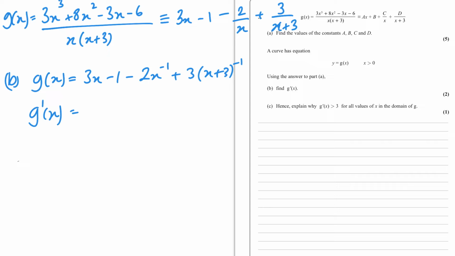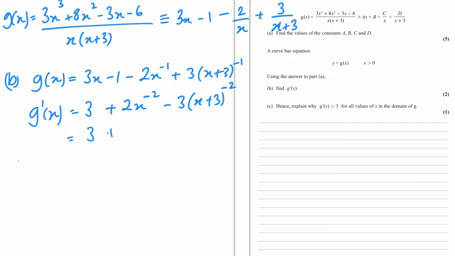Now let's differentiate. 3x will differentiate to 3, minus 1 will disappear. Minus 2x to the minus 1, so multiply by the power, becomes plus 2x. Taking one away from the power is minus 2. Next bit, multiply by the power, so minus 3x plus 3. Take one away from the power. We'd also multiply by the inside differentiated, but since that's 1, it doesn't change it.